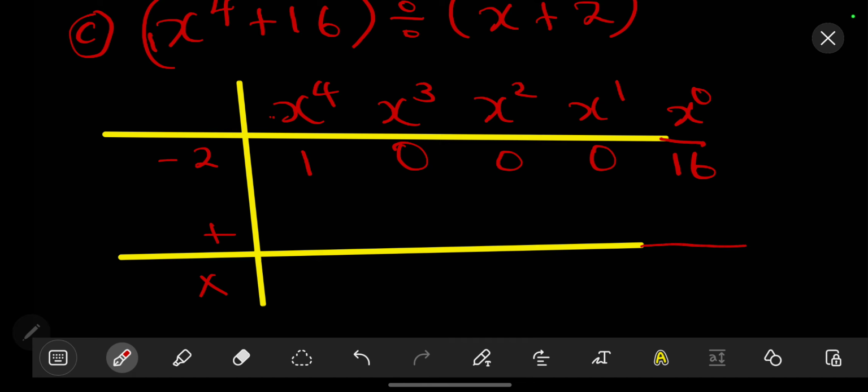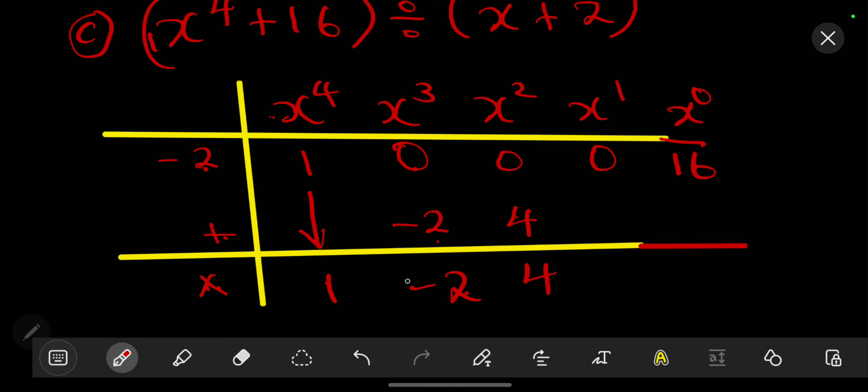So what we are going to have is this. We drop the 1. Then negative 2 times 1 will give us negative 2. From here it's 0 plus negative 2, we are going to have negative 2. Then multiply negative 2 times negative 2. Negative times negative is positive, so positive 4. Then from here add 0 plus 4. This will give you 4.